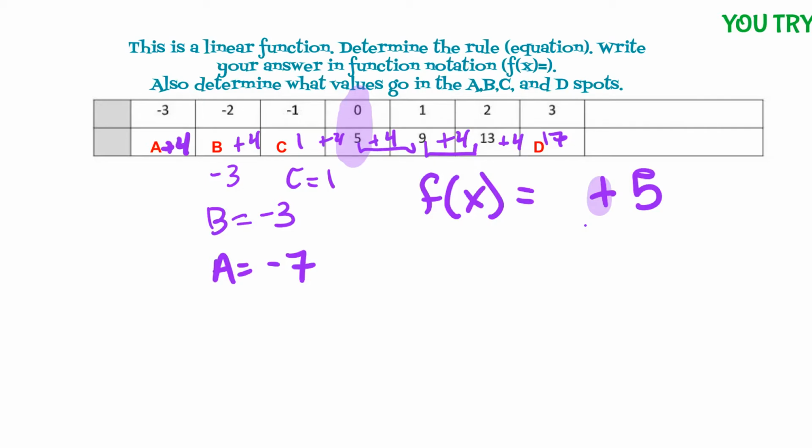Well, we also determined that we added 4 each time. So 4 would be our slope. Whatever you add each time is your slope. Whatever the value is when x is equal to 0 is your y-intercept.